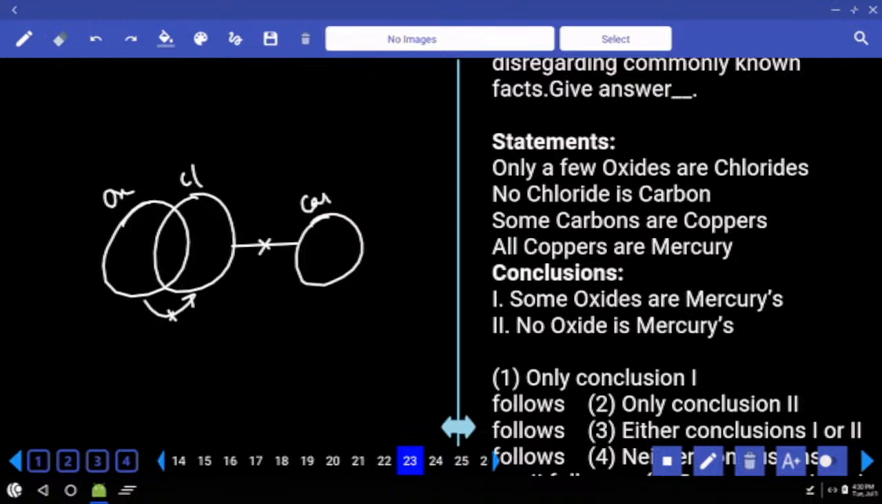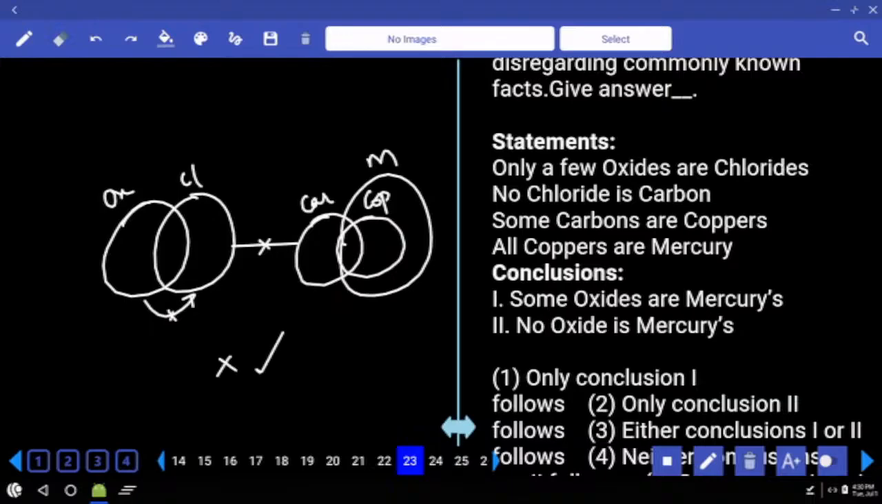And next one, some carbons are copper. Now some of the carbons are copper. All coppers are mercury. Entire copper is a part of mercury. Then some oxides are mercury, that is false. No oxide is mercury, true.